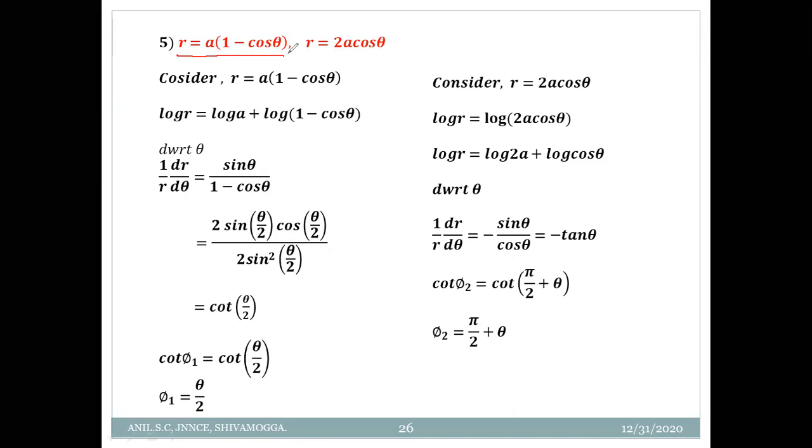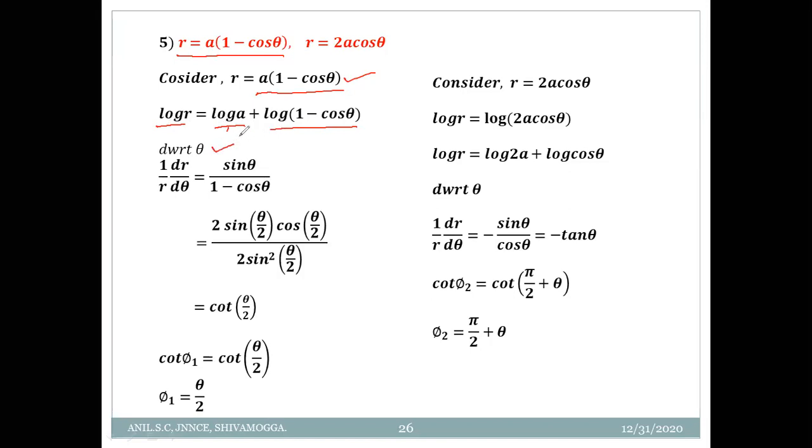R is equal to A into 1 minus cos theta. What is the approach? Apply log on both sides. The resultant will be log R is equal to log A into 1 minus cos theta. Log of A into 1 minus cos theta takes the log M into N form. That can be written as log A plus log 1 minus cos theta, because log M into N is log M plus log N. Now differentiate both sides with respect to theta.